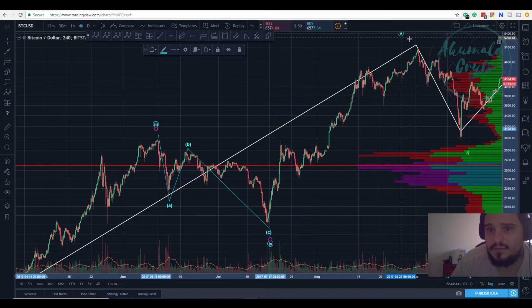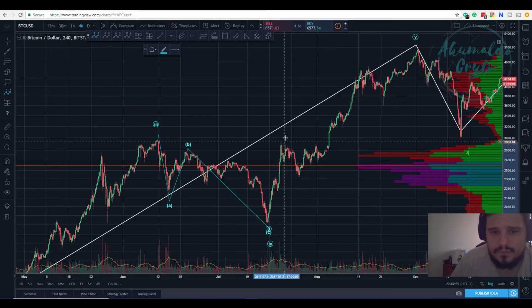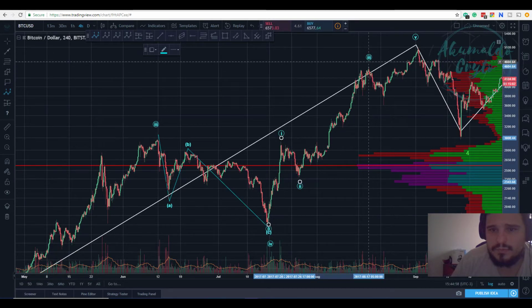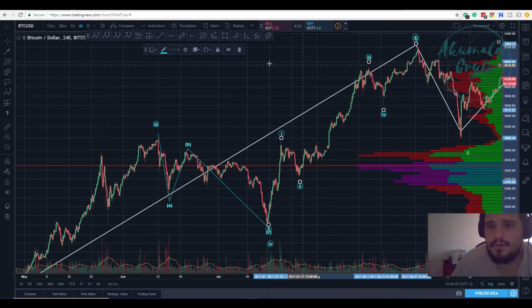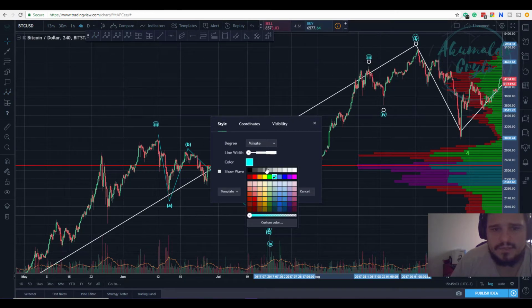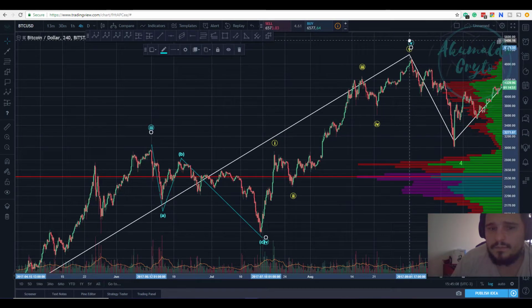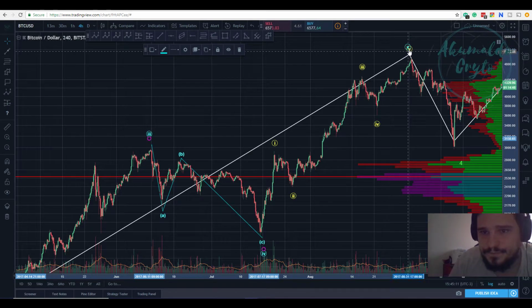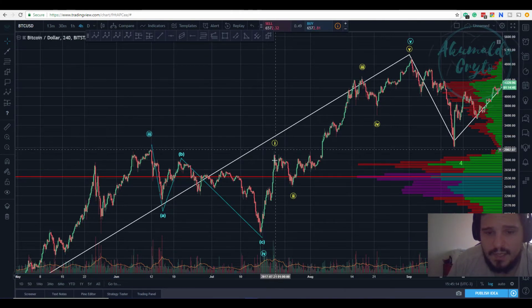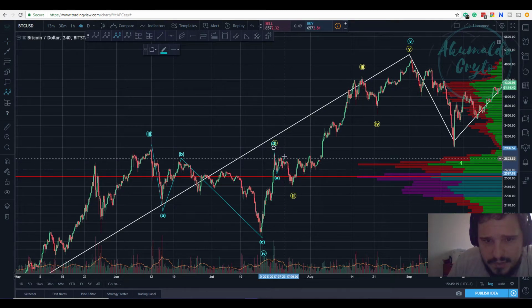We need to count 5 waves. 1, 2, 3, 4, 5. Pretty clear, pretty clear. 1, 2, 3, 4, 5. Okay, let me just change the color here. Yellow. Oh, sorry. Five. Yes, this two here, A, B, C, okay? Really, really, really clear. A, B, C, okay? Nice.